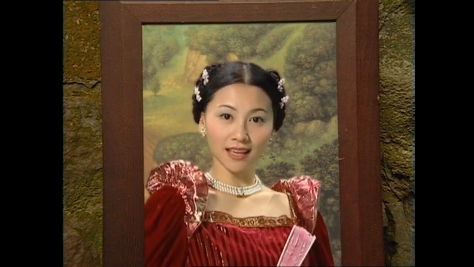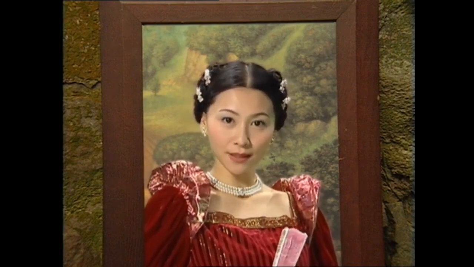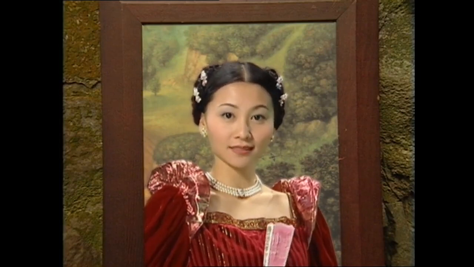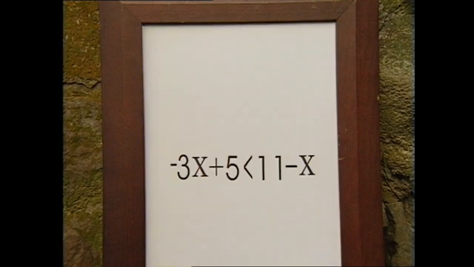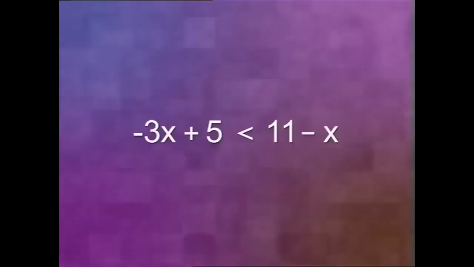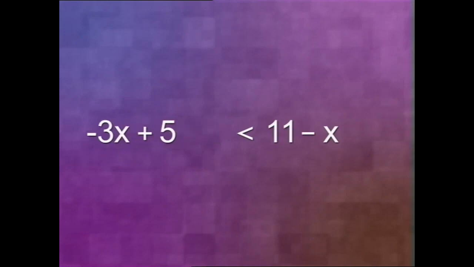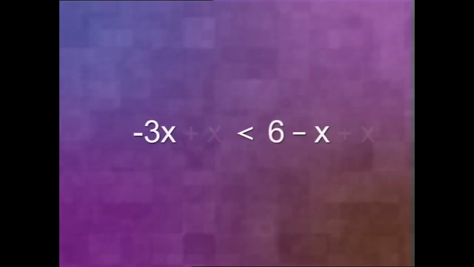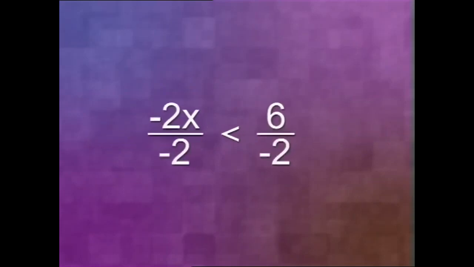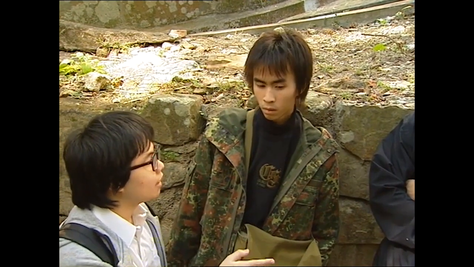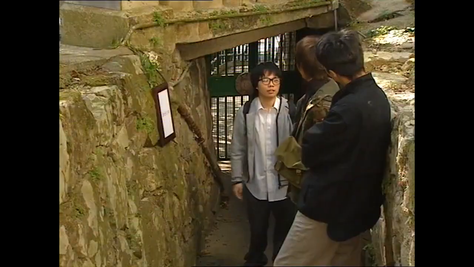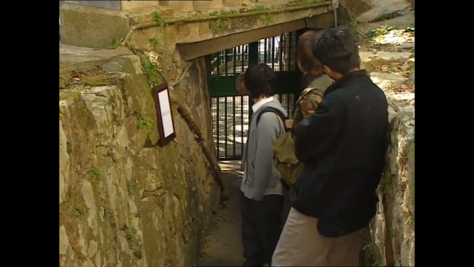Now then, if you can solve the following linear inequality in one unknown and act on its results, you can get out of here safely. Let's see, minus 3x plus 5 is less than 11 minus x. That's easy. First, we subtract 5 from both sides of the inequality sign and add x to both sides. Then we divide both sides by negative 2. Of course! x is less than negative 3. But what is that supposed to mean? It must be something to do with unlocking the gate.